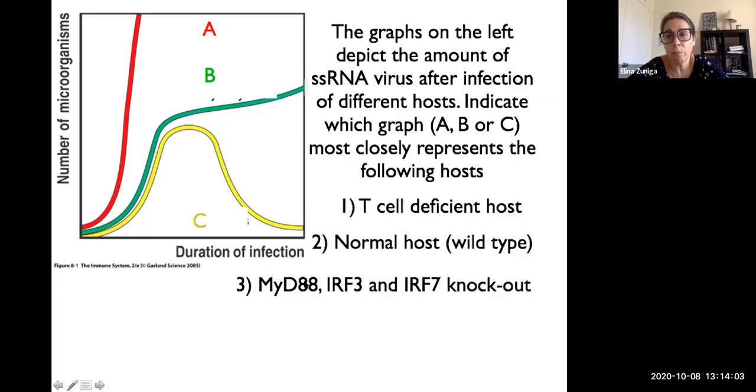So you will not activate NF-kappa B, and you will not activate IRF, so you will not be able to activate interferons because there is no IRF. There could be some other activation of the innate system, but the major pathways in which this single-stranded RNA virus will be sensed by the immune system will be massively suppressed. And so I expect that it will be the graph most closely representing the number of microorganisms in this host that lacks MYD88, IRF3, and IRF7.